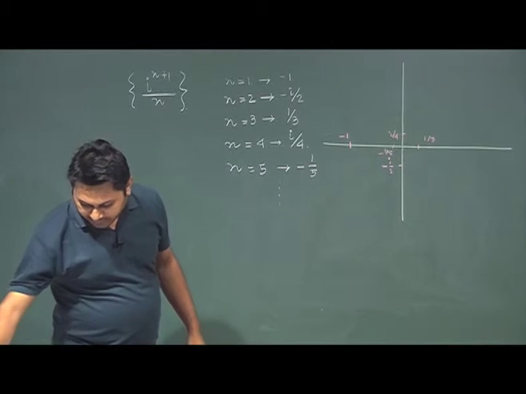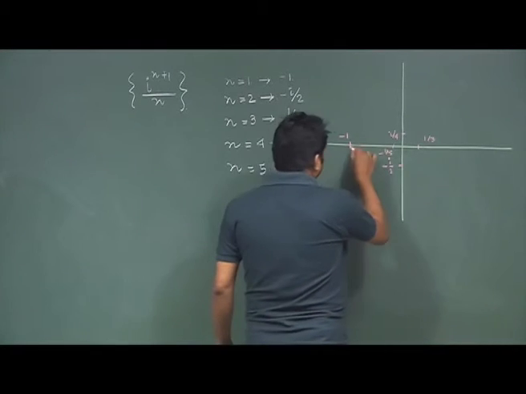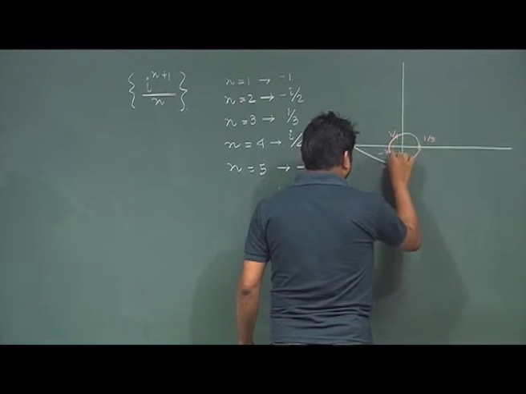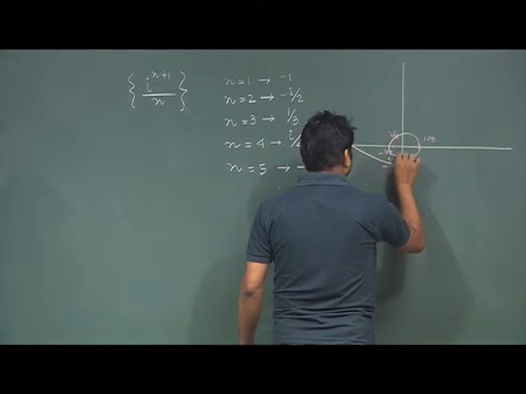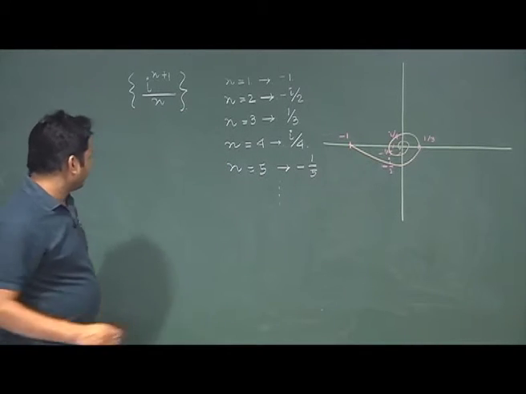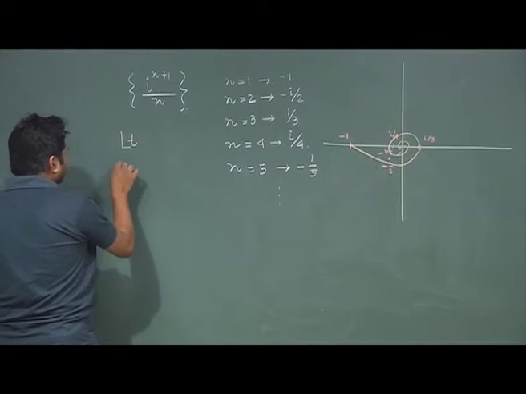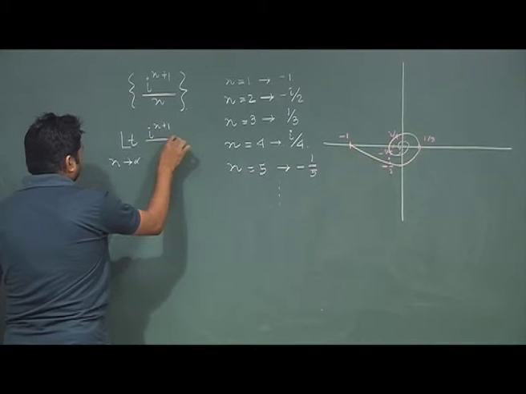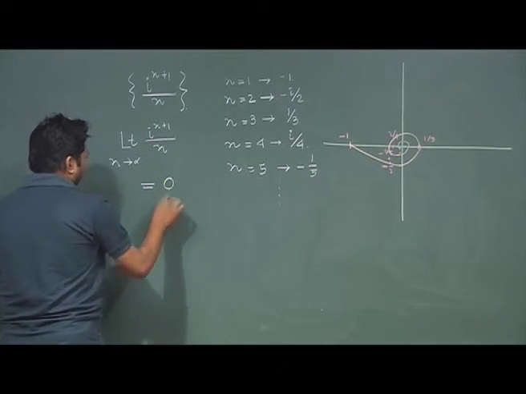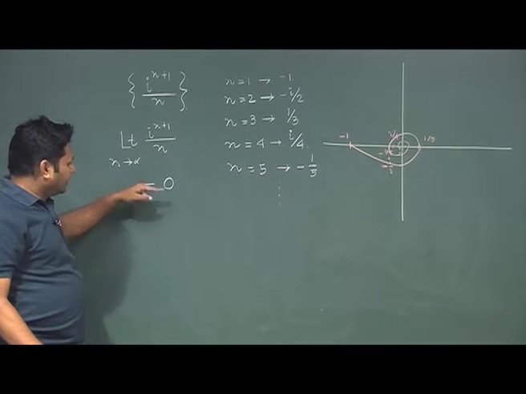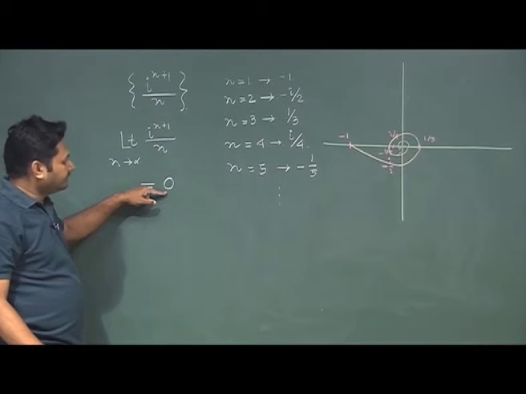So, if I now draw these things, then I can find this function is changing like this and seems to go to some value like 0. And obviously, if you take the limit of these things, limit n tends to infinity of (i^(n+1))/n, the result is 0. So, that means this sequence is converging, and converging to a value 0. Okay.